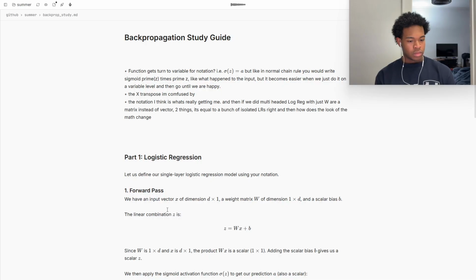By defining intermediate variables like z equals wx plus b and a equals sigmoid of z, we can treat every step as a simple relationship between variables. Instead of writing sigmoid prime of wx plus b times x, we write partial L over partial z times partial z over partial w. This variable level notation lets us compute local derivatives step by step, and we just multiply them together until we reach our target. It is exactly how automatic differentiation is implemented in PyTorch.